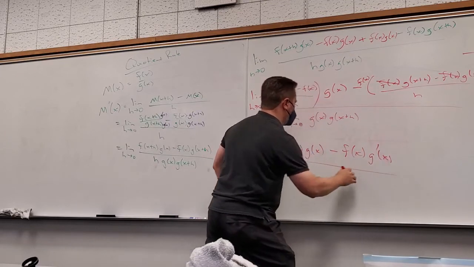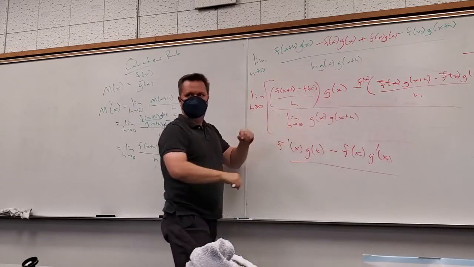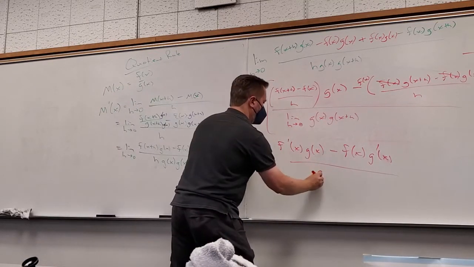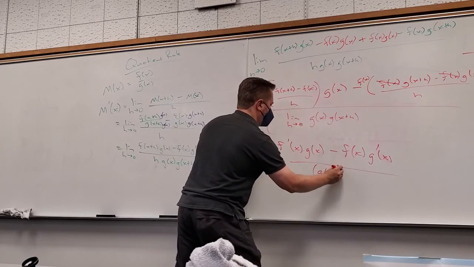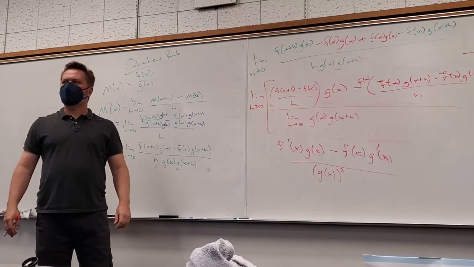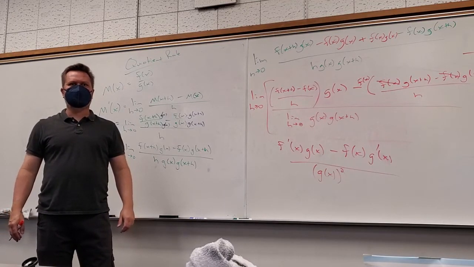And what happens in here if I let h go to 0? It's just g of x and g of x, so g of x squared. Don't you love the quotient rule? Isn't it the best?